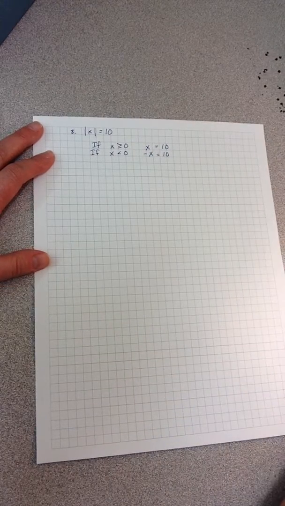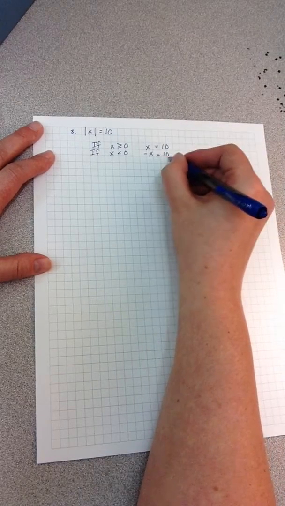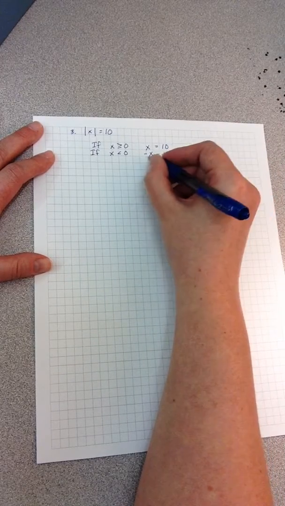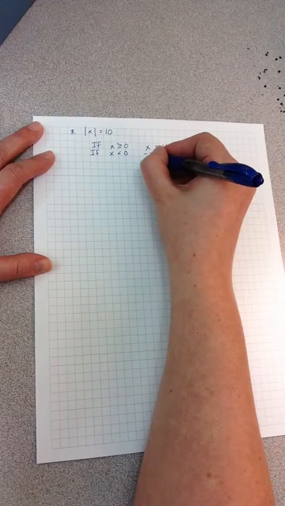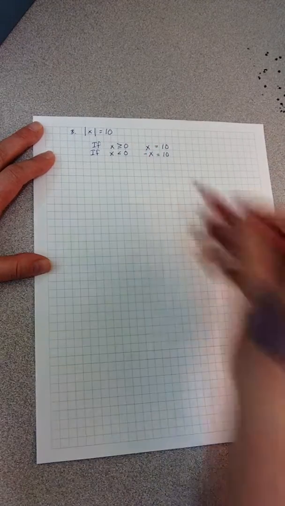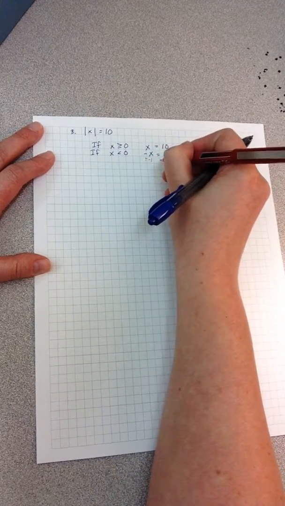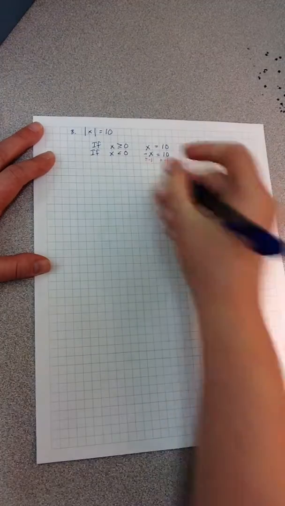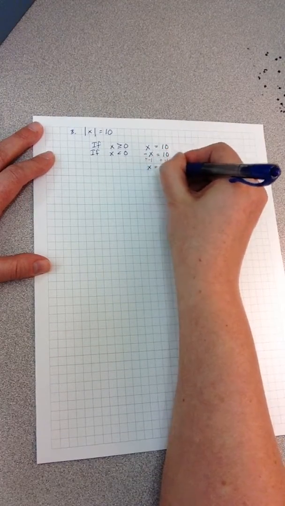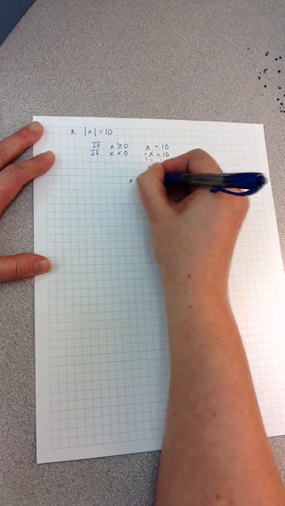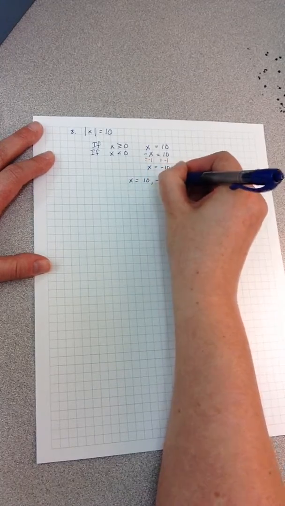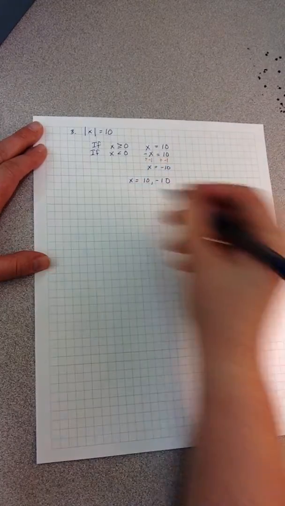And now I have to clean up my work a little bit, because in this problem I don't want to solve for negative x, I want to solve for x. So I am going to divide both sides by -1, which gives me x equals -10. So my final answer is x equals 10 or -10.